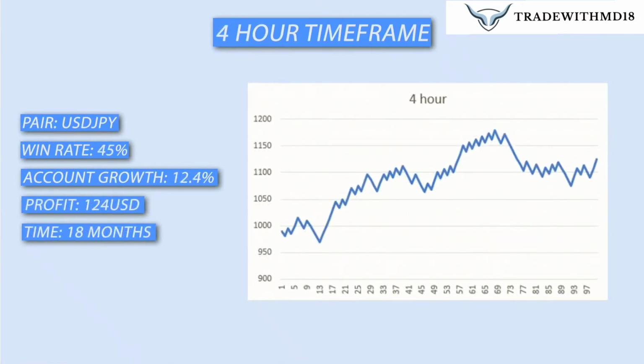In the 4-hour time frame, the strategy achieved a 45% win rate and 12.4% account growth in 18 months. The account grew by $124 on an initial capital of $1,000.